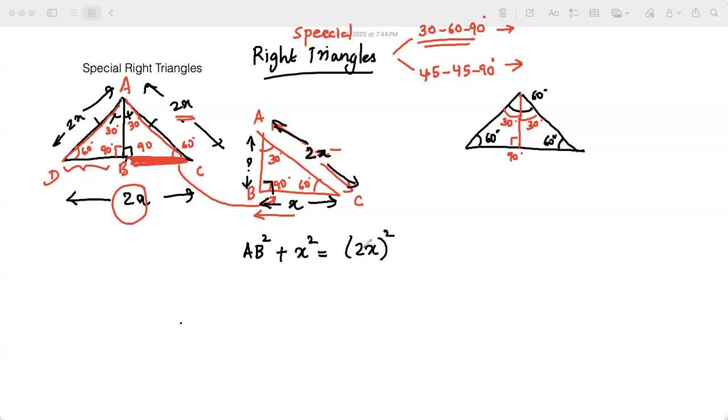Did you get that? Any questions? Any questions on that? Now, can I ask each of you to go ahead with this and find out what AB is? I would like each of you to do it by yourself.